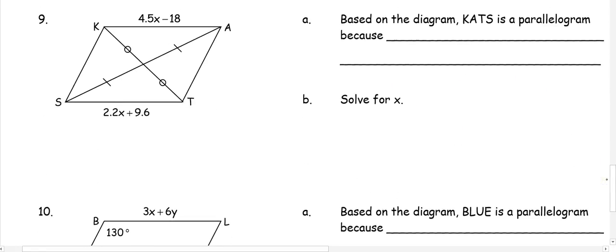In number 9, based on the diagram, KATS is a parallelogram because notice that we have two diagonals that bisect each other.